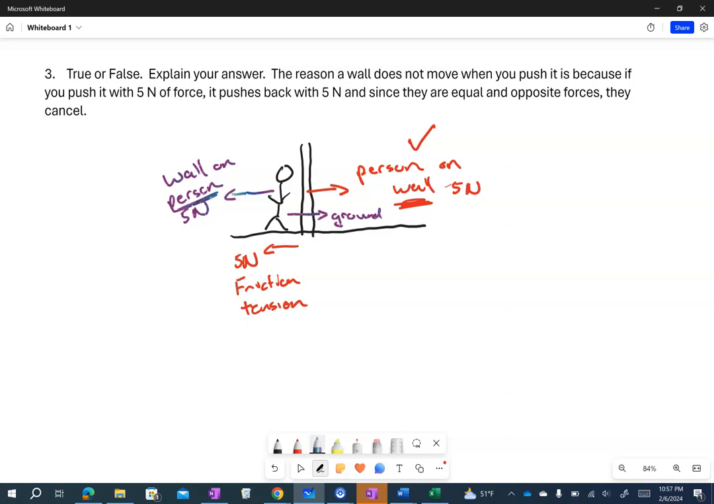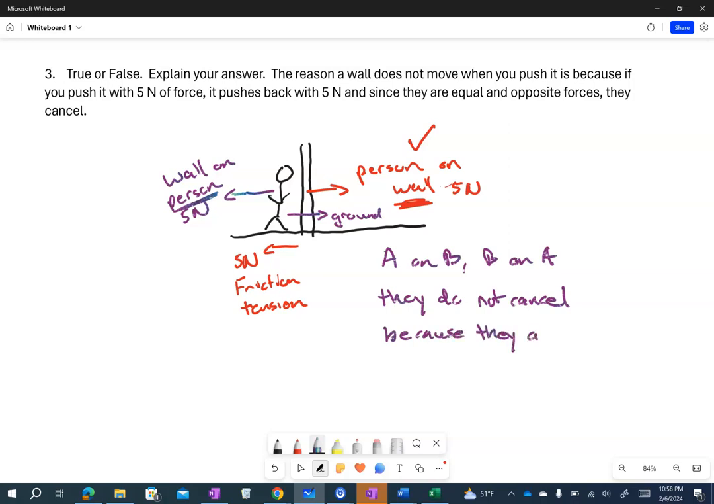So again, the key to this whole thing is action-reaction pairs are A on B and B on A. Therefore, they do not cancel. And the reason they don't cancel is because they are on different objects. Action-reaction pairs do not cancel each other out.